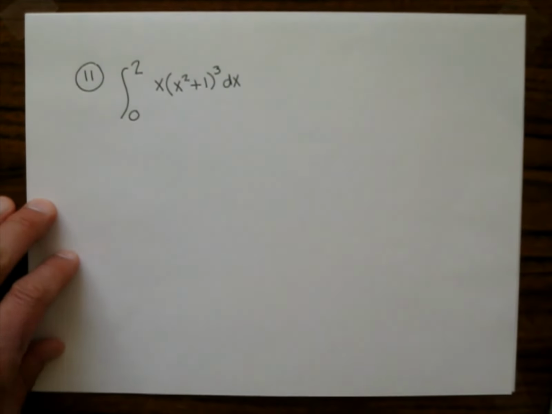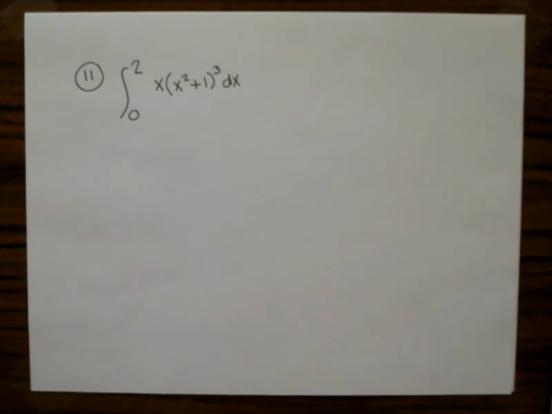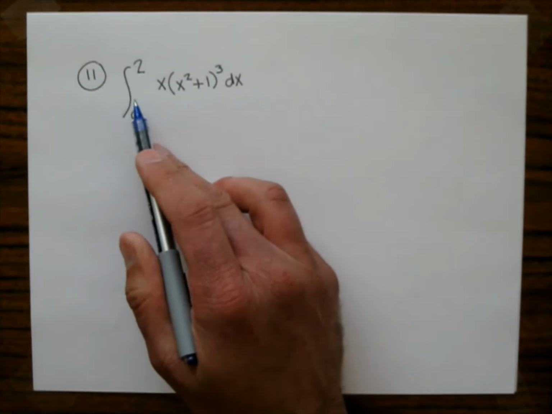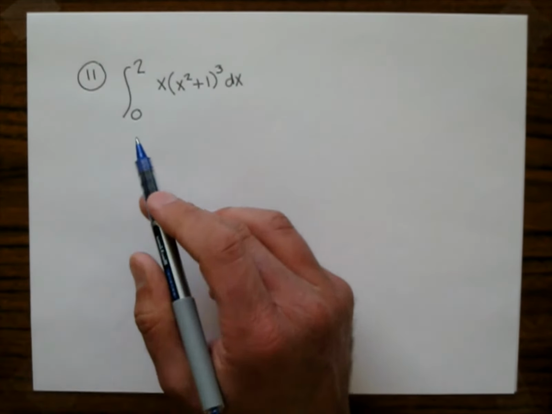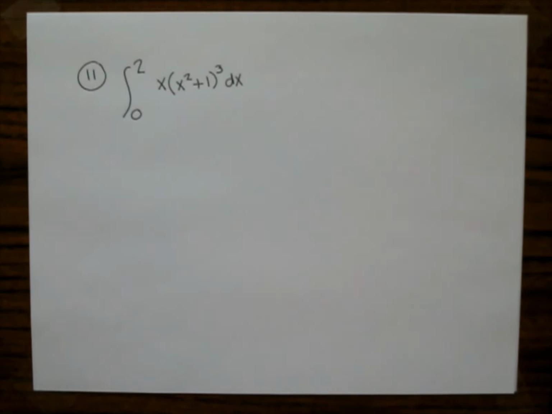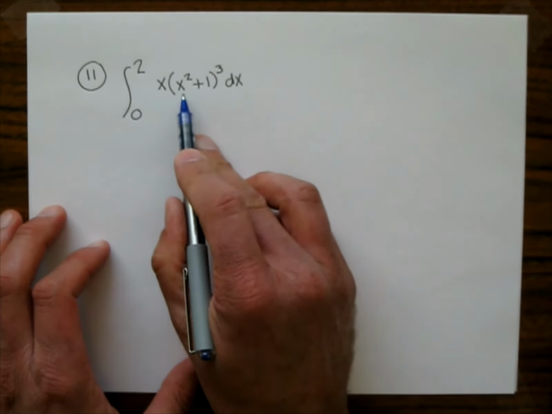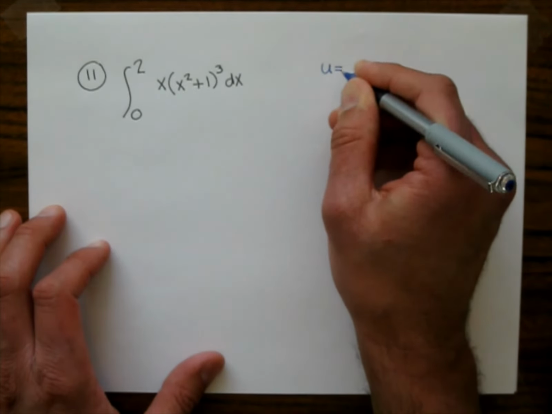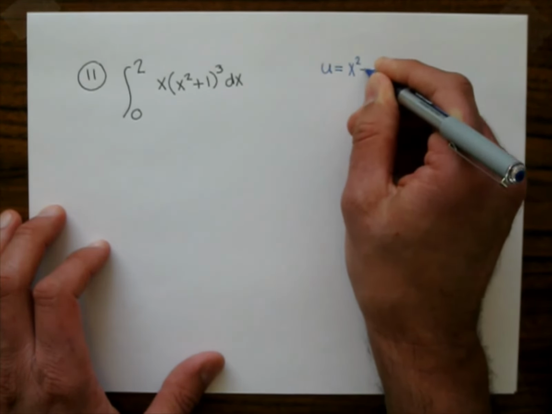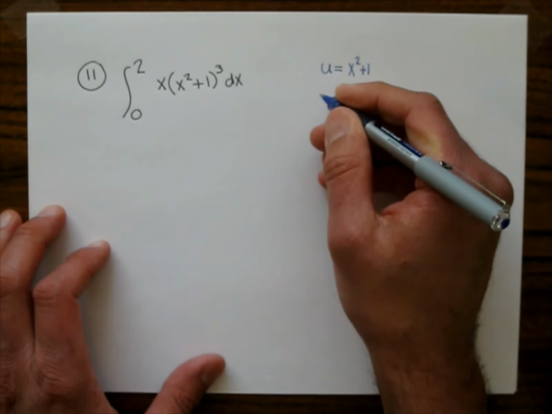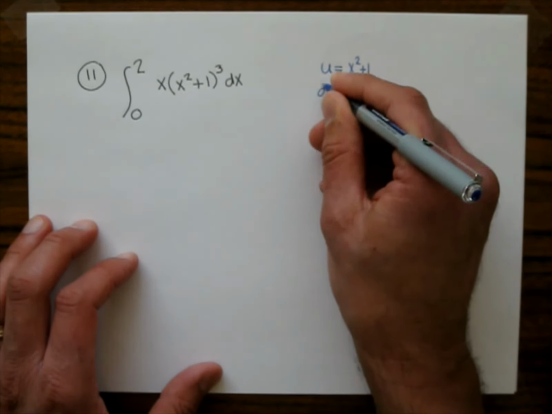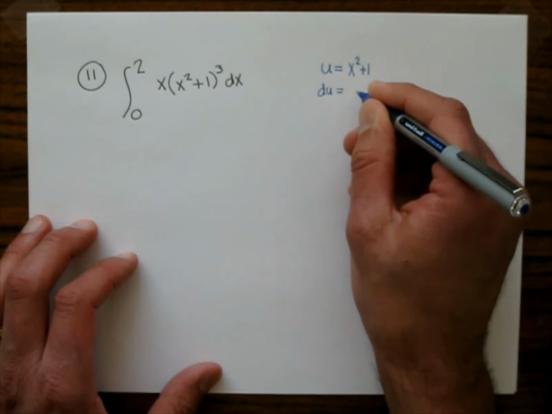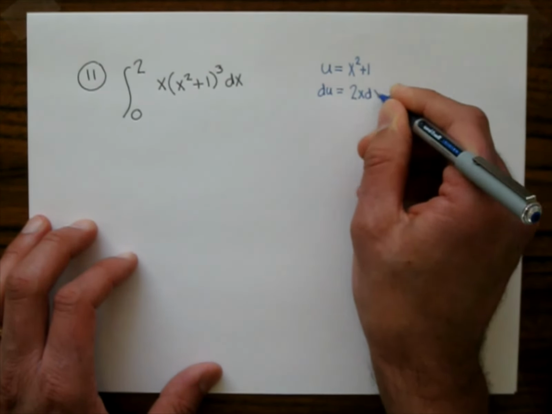Number 11. So with problem number 11, we want to do U-substitution, and on these problems I will change my limits, just so you can see that. That's going to be a way that a lot of people do it. Okay, so 11, I'm going to let u equal, well, probably the stuff in the parentheses. So I have u equals x squared plus 1, and du equals 2x dx.